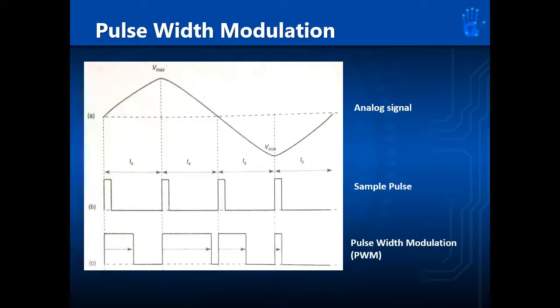This is an example of a pulse width modulated signal. As you can see, in the first waveform, we have a regular sine wave. The second waveform is the sample pulse. As you can see, they are continuous, constant amplitude, and constant frequency pulses. And then the result, we have the last waveform. This is the pulse width modulated signal. The width of each pulse is directly proportional to the amplitude of the sine wave being sampled at that moment.